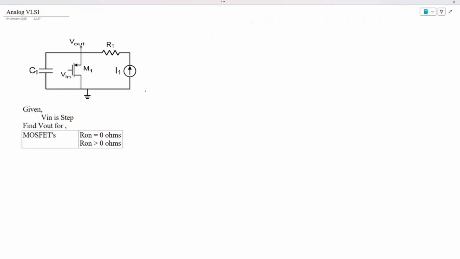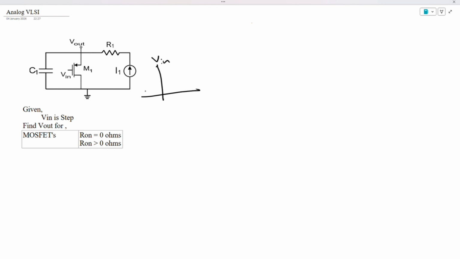Let's try to solve this interesting analog VLSI question. In this question, a step input is given and we are asked to find V out for two cases: R1 is equal to 0 ohms and R1 greater than 0 ohms. For clarity, first let's take what is Vn.